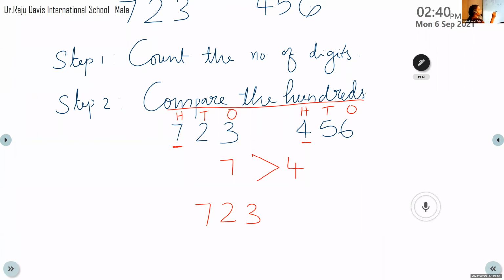723 is greater than 456. Is it clear? Yes. I will explain once again.